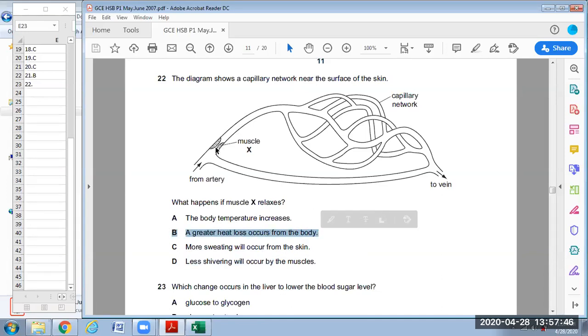What they're trying to say is vasodilation. If the muscle here relaxes, it's going to shrink, it's going to get flat. So here it's going to get wider. So more blood will flow here and more heat is lost.